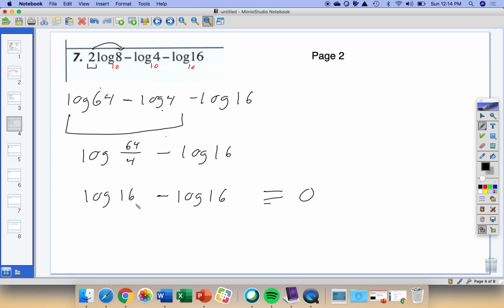Let me show you why. If I was to condense these, I would end up with the log of 16 divided by 16, which is just the log of 1. And remember, the log of 1 is always 0.